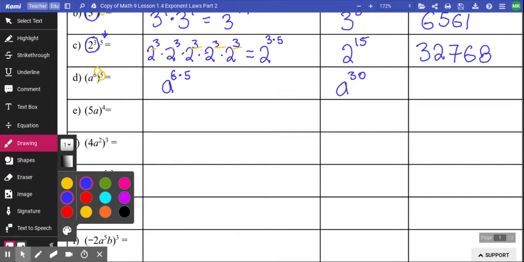So if you look at E, I'm going to write E out in long factored form so you can see what it actually looks like. Then I'll show you the trick to make it go faster. If you have something like this, your base is 5a. The exponent is saying multiply 5a times itself 4 times. So I have 5a times 5a times 5a times 5a. That's the factored form.